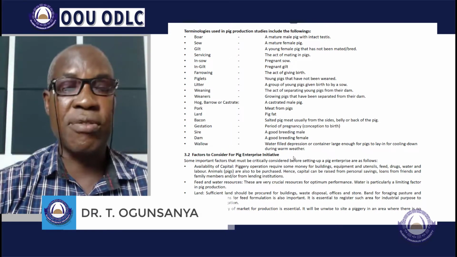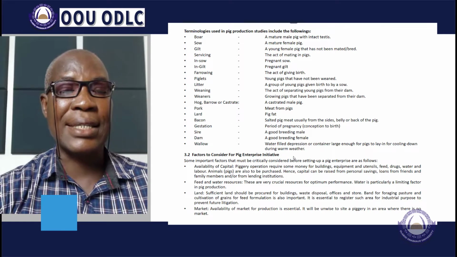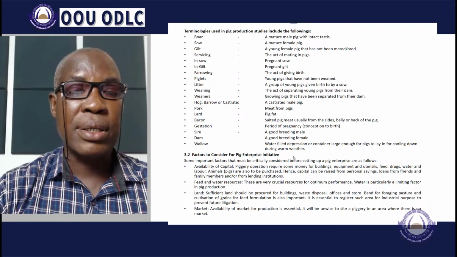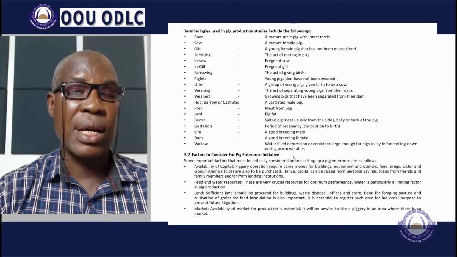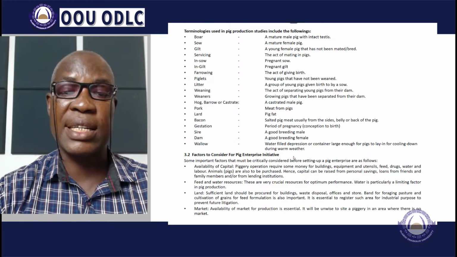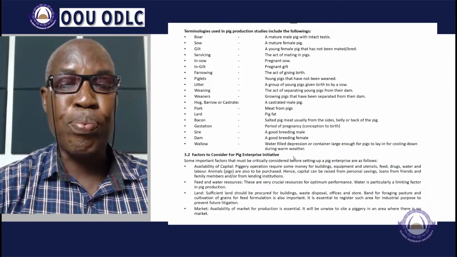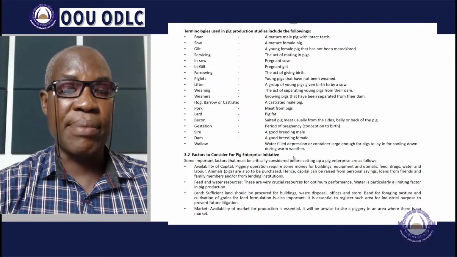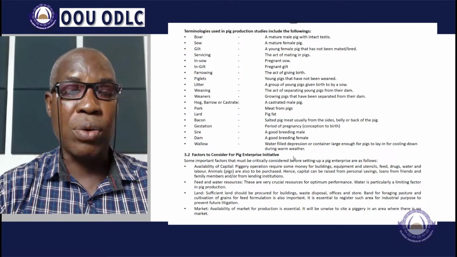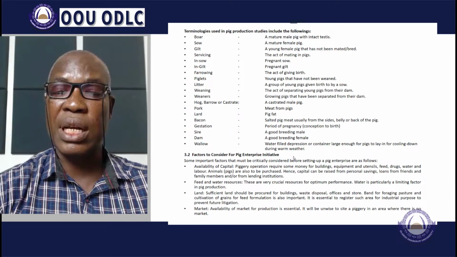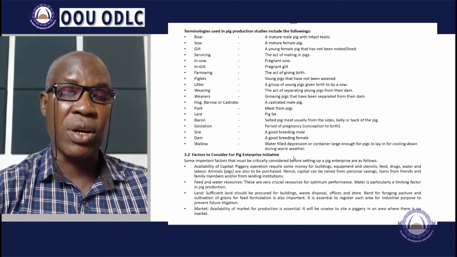Pork is the meat from pigs. Lard is the pig fat. Bacon is the salted pig meat, usually from the sides, belly or back of the pig. Gestation is a period of pregnancy, that is from conception to birth. A sire is a good or proven breeding male. A dam is a good or proven breeding female. Wallow is a water-filled depression or container large enough for pigs to lie in for cooling during hot weather.